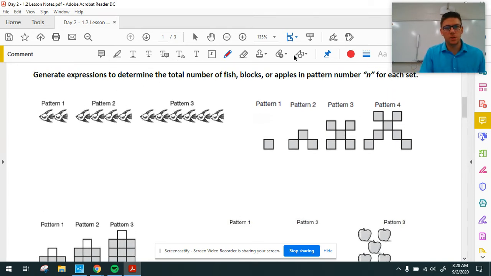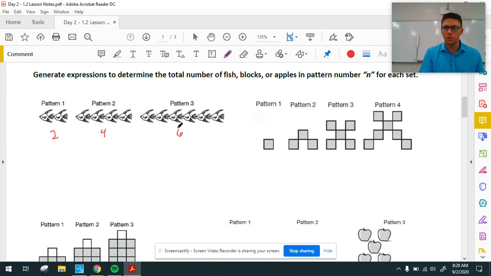Generate an expression to determine the fish, blocks, or apples for design n. So pattern 1, let's see here, there are 2 total, 4 total, 2, 4, 6 total. Well, notice what's happening here. Pattern to total number, pattern to total.